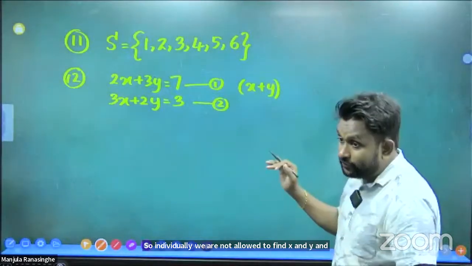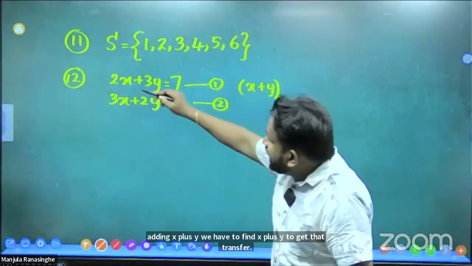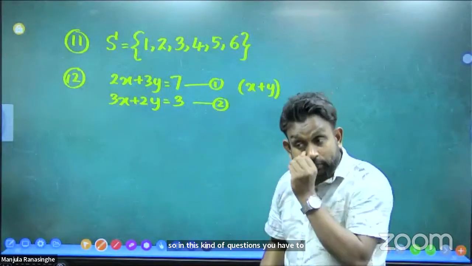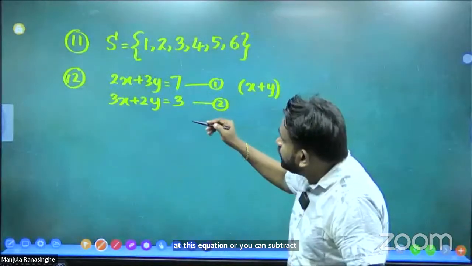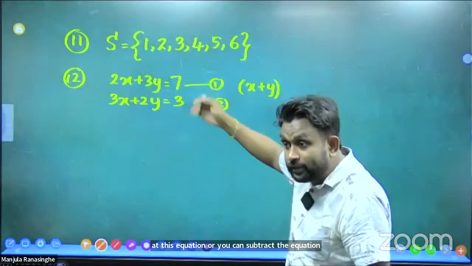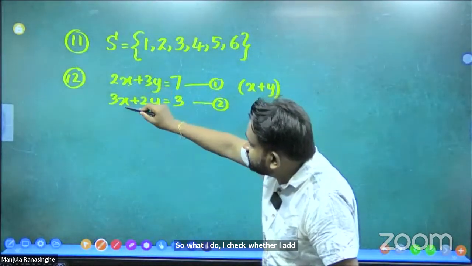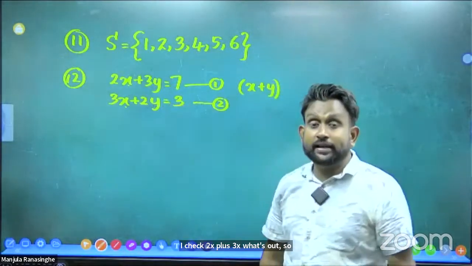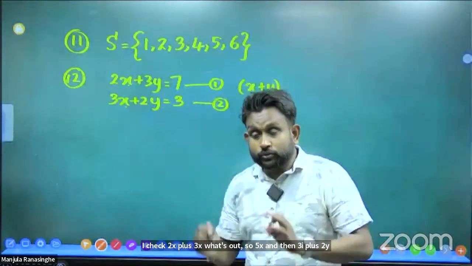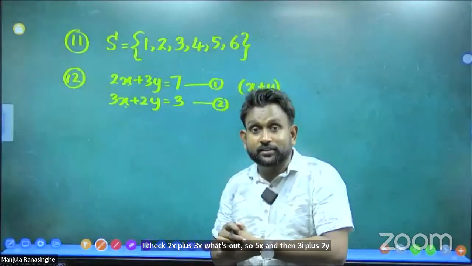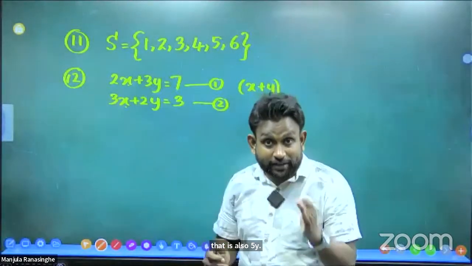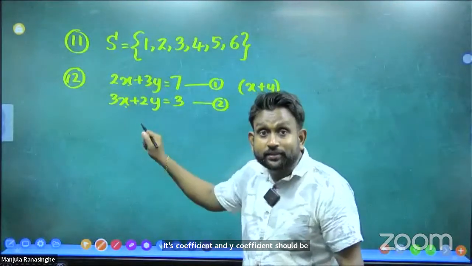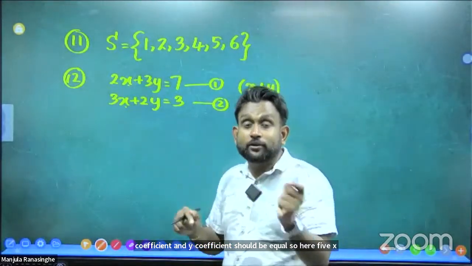So in this kind of question, you have to add the equations or you can subtract the equations. So what I do, I check whether I add or subtract. How? I check 2x plus 3x, what's the answer? 5x. And then 3y plus 2y, that is also 5y. So to get the x plus y answer, the x coefficient and y coefficient should be equal. So here 5x, 5y, they are equal.